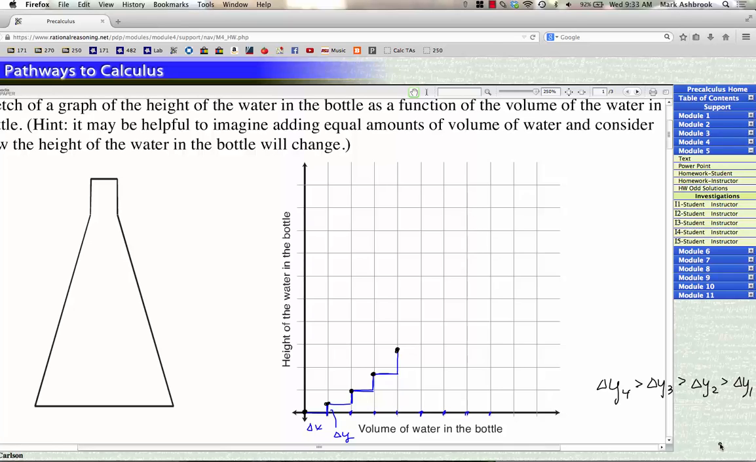But what was constant rate of change? Constant rate of change says for equal changes in x, we should have consistent changes in y. Well, they're not consistent. The change in y is getting greater each time. So we don't have constant rate of change, therefore it does not graph as a line, right? And we see that happening here.